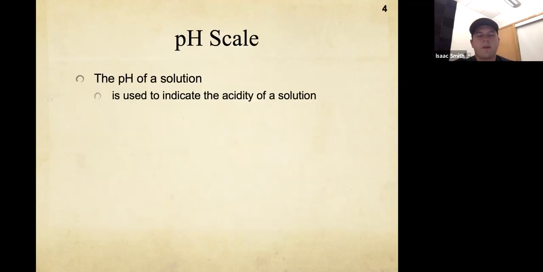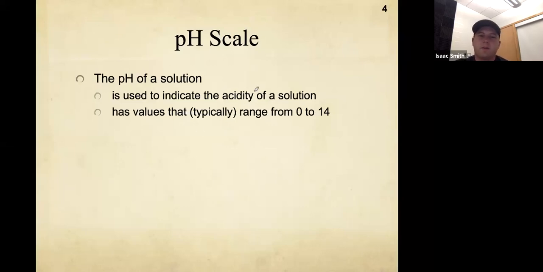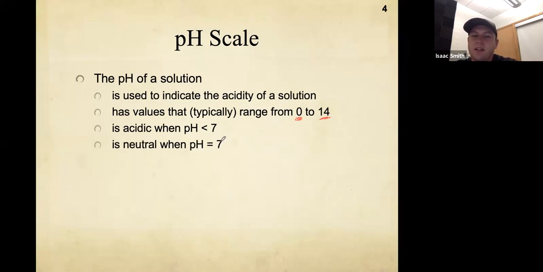Okay, so the pH scale is going to reflect that relationship that we just talked about. It's used to indicate the acidity of a solution. So pH is a number, okay, and they generally range from 0 up to 14, okay, and that's the pH scale. So if something is less than 7, so closer to 0, then it's going to be acidic. If the pH equals 7, we say it's neutral. And when the pH is greater than 7, then it's a basic solution.